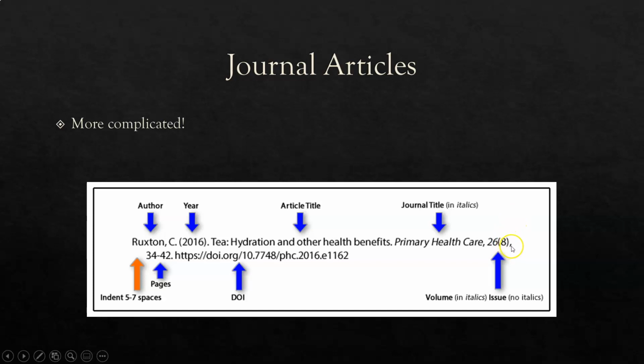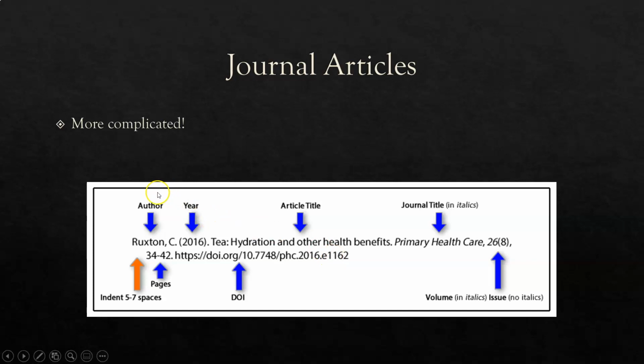Then you're going to have a comma. You're then going to have the page range. So this article started on page 34 and concluded on page 42, followed by a period. The last thing you're going to include, if you have one, is that long DOI number. If you think back to last week, remember I said some articles have DOI numbers, some do not. If you don't have one, you would end right after the page reference. But if you do have one, you're going to include it in your references entry.